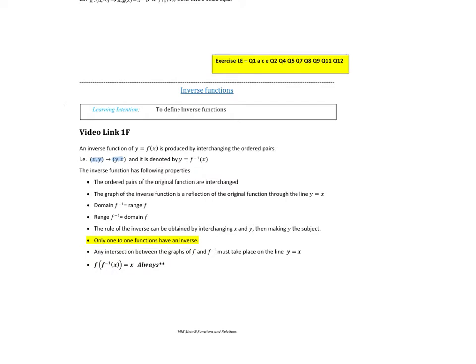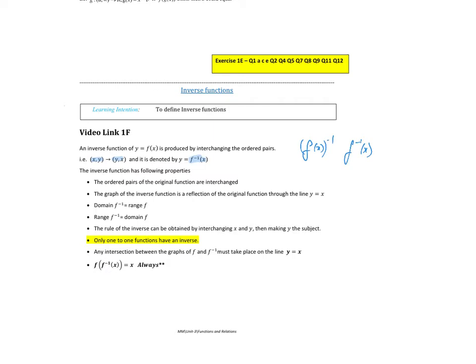The notation we use is f inverse, f to the minus 1 of x. So f minus 1 is not a power. It's not to be confused with f of x to the power of minus 1. It's f to the minus 1 of x. All right, so that's my inverse function. So a couple of properties that we need to be aware of.